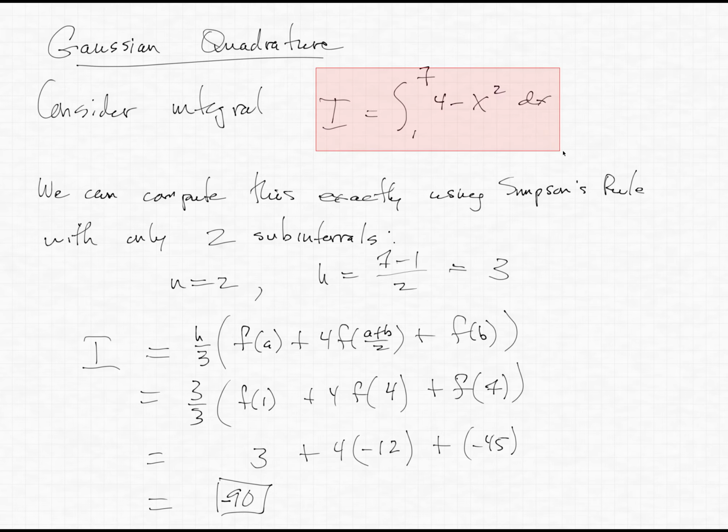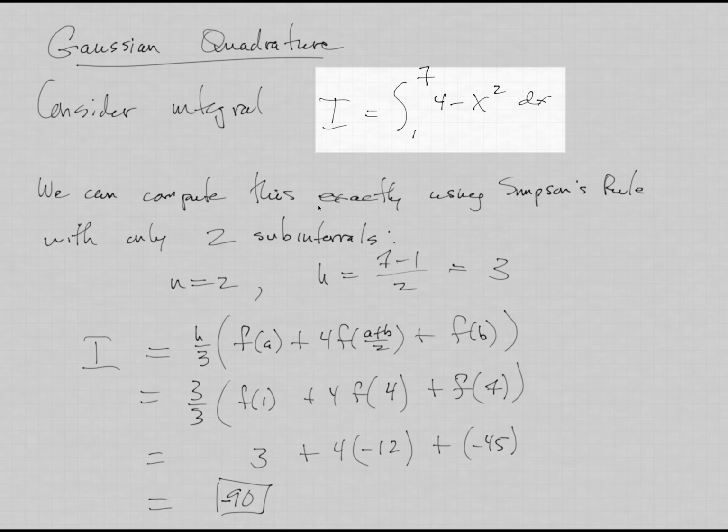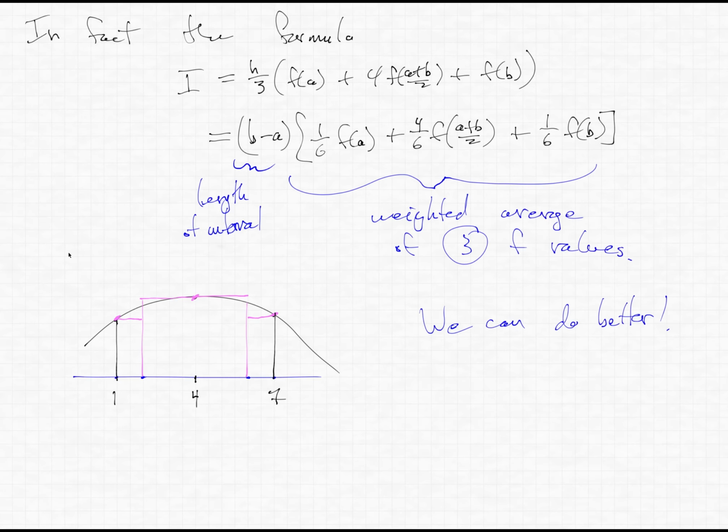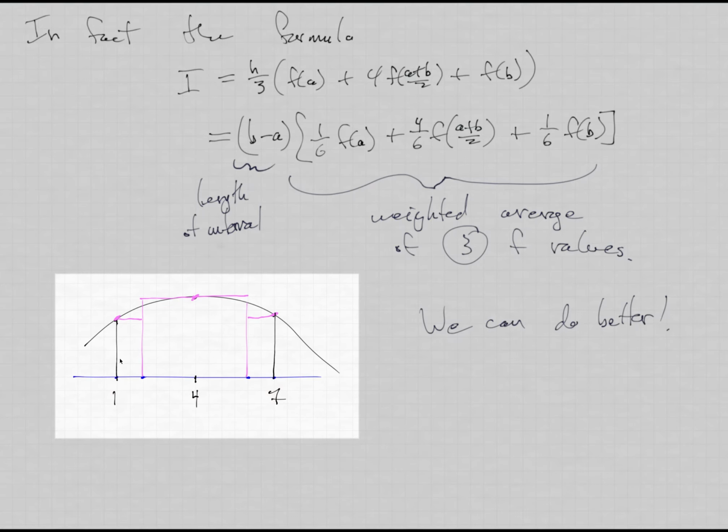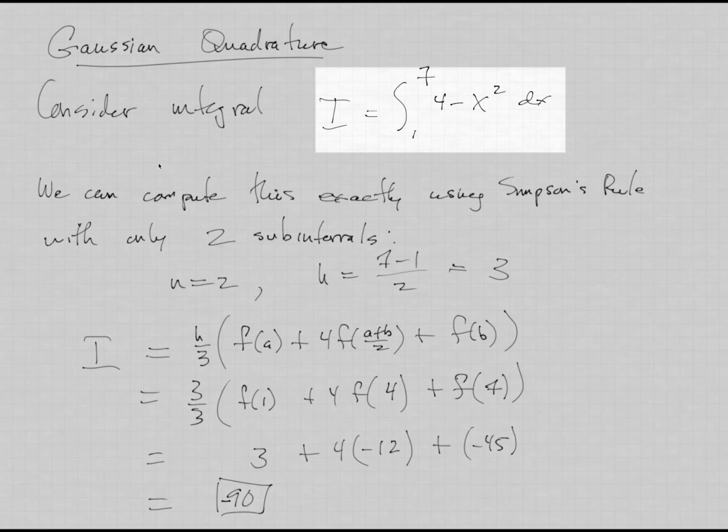Now let's consider this integral. So the integral from 1 to 7 of 4 minus x squared. So this is a simple parabola that opens down, right? So it looks something like this, right? It'll be the black curve in this diagram, simple parabola that opens down. Let me come back to the picture later.